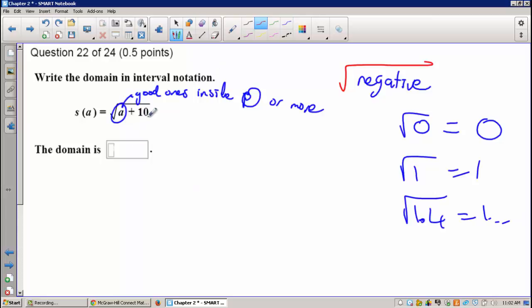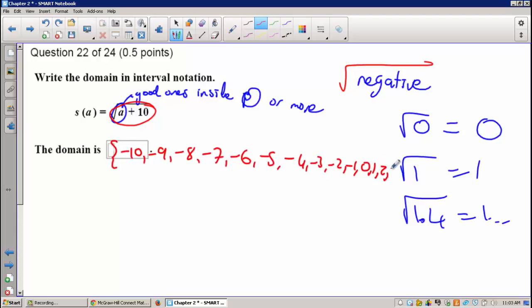So you have to check which values of A make A plus 10 0 or more. And list it here. Oh, I know the answer. It's negative 10, negative 9, negative 8, negative 7, negative 6, negative 5, 4, 3. I can do this all day. It doesn't stop. Is this the answer? Partially correct, but incomplete answer.